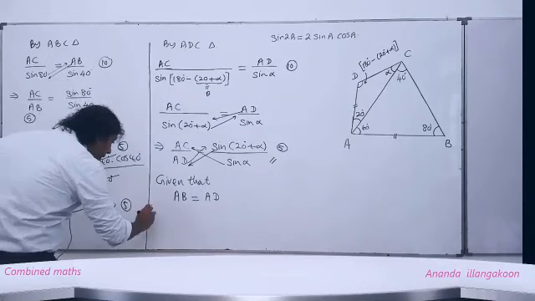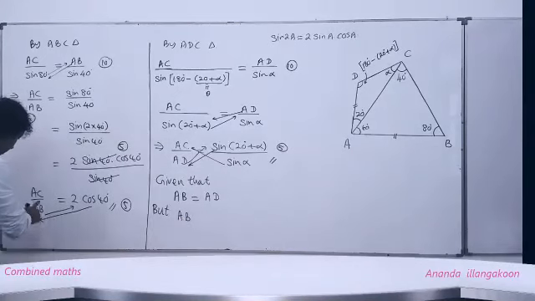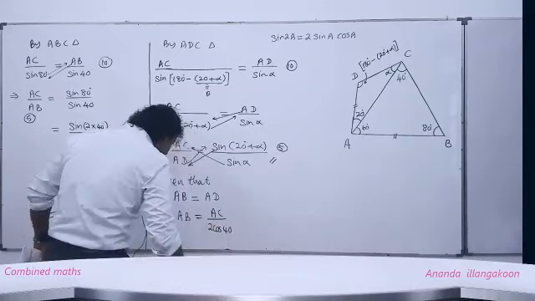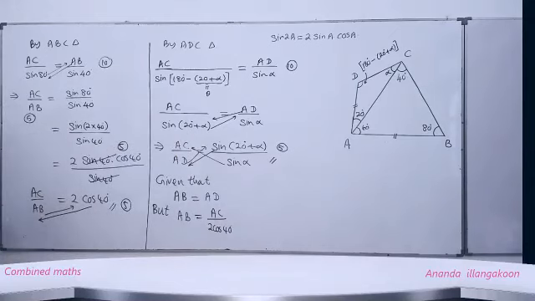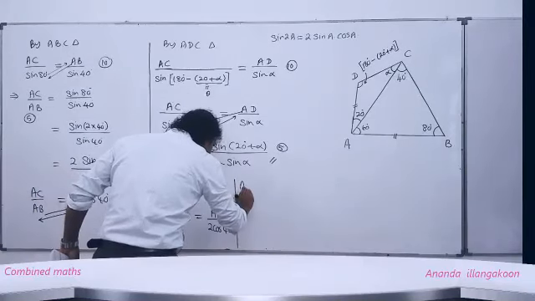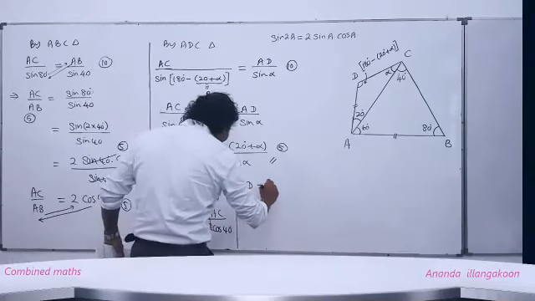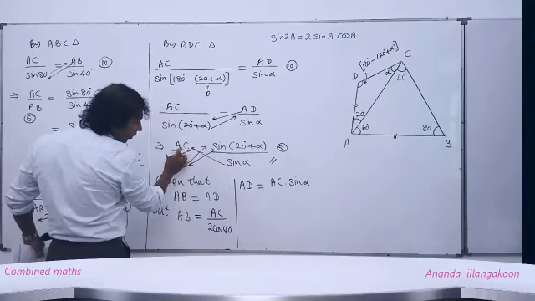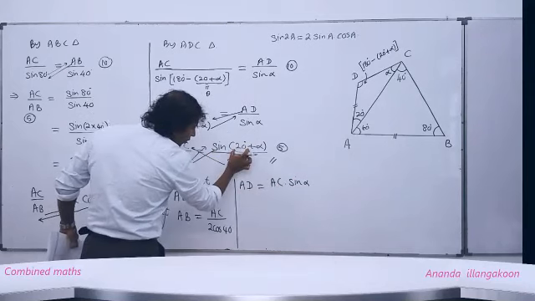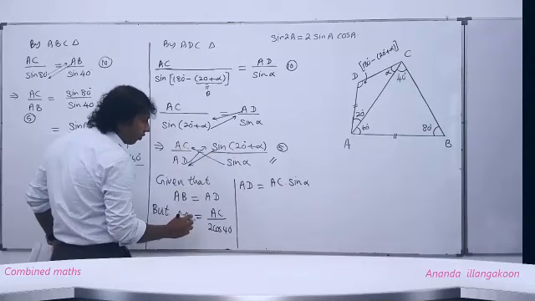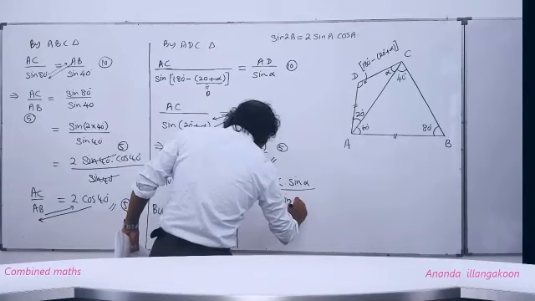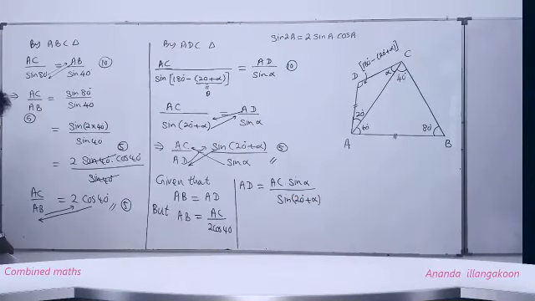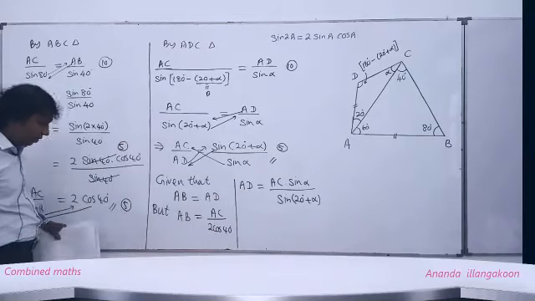What is AB? AB equals AC divided by 2 cos 40. What is AD? Bringing this AD to this side, we multiply this side by AC sine alpha. What do we get? AC sine alpha, and you bring this to the left-hand side denominator, so under AC sine alpha we have sine 20 plus alpha. That is AC sine alpha divided by sine 20 plus alpha. This is your AD. Now substitute for AB and AD from these answers and keep simplifying, and you get the next answer too.